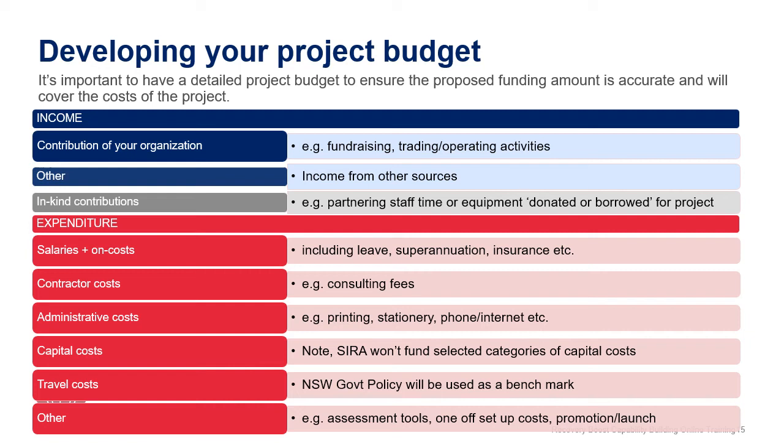The expenditure items. Now, there are usually more categories for this than the income categories. So you need to estimate the salaries and on-costs for employees who will be working on a project. Any external contractors who will be brought in and need to be paid separately. Any administrative costs such as printing or stationery items. Capital costs, these might be building or venue investments. Travel costs. In the case of this program, there's a New South Wales government policy that stipulates benchmark travel items such as flights and accommodation. And then any other items that aren't really captured in one of the other categories. So it's important that you itemise this information as best you can.